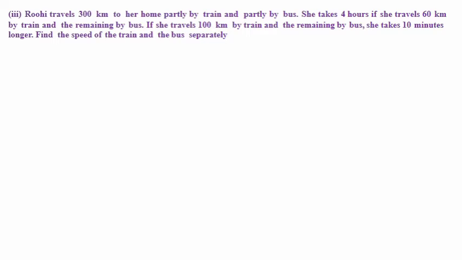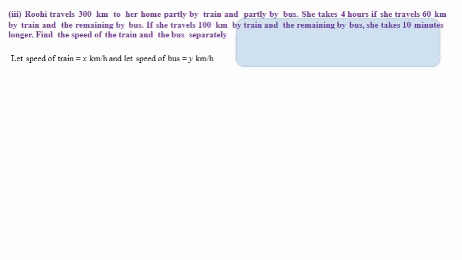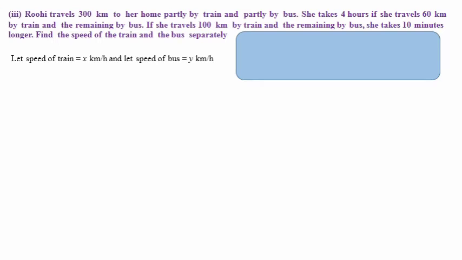In this question, when you go through the wordings, it is a little bit confusing. So we shall represent it in a diagrammatic format, and from the diagram we shall try to write the equations and solve to find the speed of the train and the speed of the bus. Let us take the speed of the train as x km/h and the speed of the bus as y km/h. Now let us represent it in the diagrammatic format.